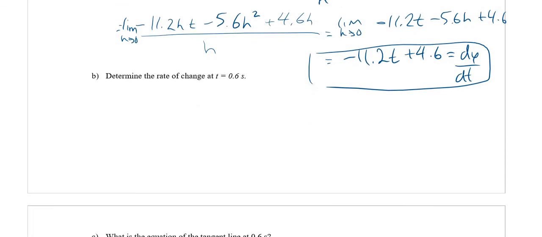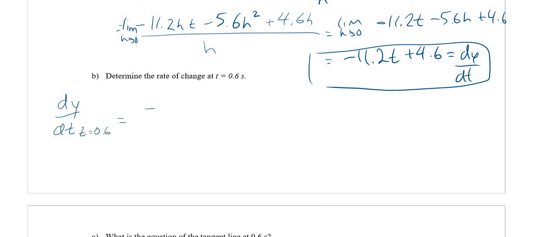So now we have found a formula that's going to tell us the rate of change of this golf ball. In fact, we know that rate of change also means speed. So essentially, this formula is the speed of the golf ball at any given point in time. So the next part is asking us to determine the rate of change, or the speed, at 0.6 seconds. So we're going to say that is dy by dt at t equals 0.6.